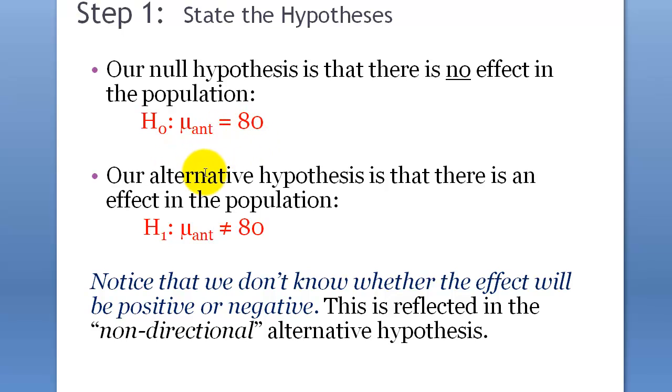See the difference from the directional one-tailed hypothesis testing. Our alternative hypothesis is that there's an effect in the population. Again, we don't know. You're not sure if it's a positive or negative effect, so you can only say the mu antioxidants after the intervention is not going to be 80. It's going to be different from 80, either positive or negative. That's why you just say not 80.